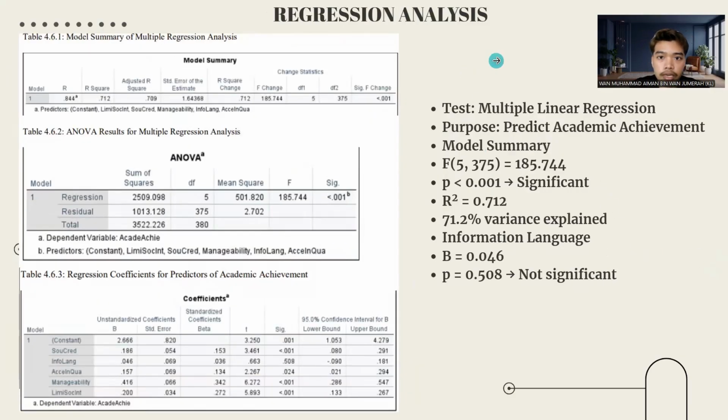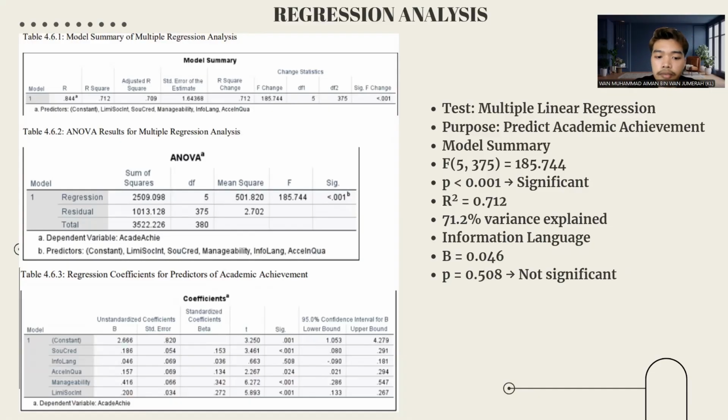So next, we move to the regression analysis. Multiple linear regression was conducted to examine whether information language can predict academic achievement. The overall model is statistically significant with an F value of 185.744 and p less than 0.001. This means that the model is suitable, and the R-square value is 0.712, indicating that 71.2% of the variance in academic achievement is explained by the model.